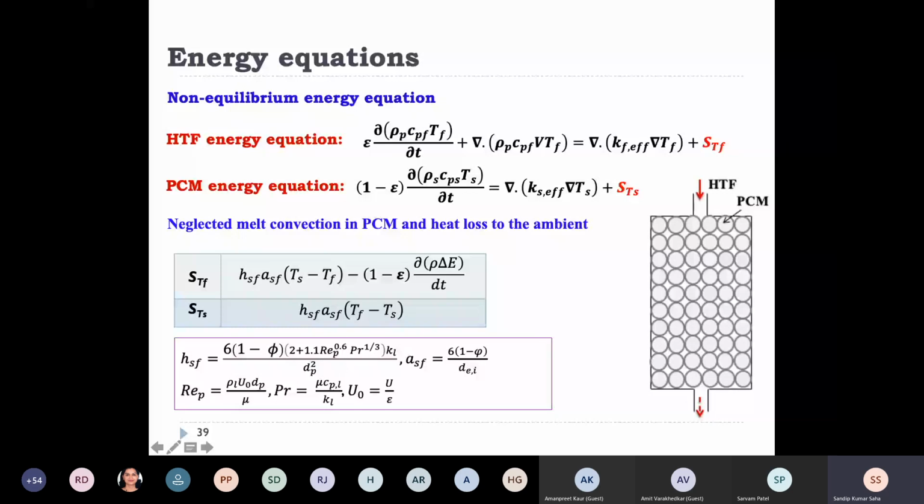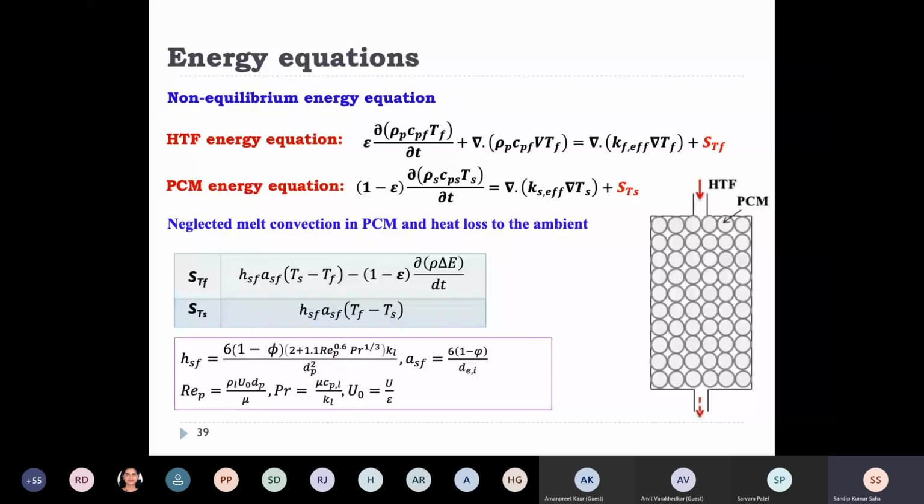If you see the HTF and PCM, these two equations you have written for two media, but there should be some coupling parameters, coupling expression terms. So what is the coupling term? The interfacial heat transfer coefficient is the coupling term. That h, normally for a packed bed HTF, is given in this form, which is given by Wakao, maybe in the 1970s. Other than that, you see there is a source term which takes care of the phase change in the PCM. This way we model the non-equilibrium equation.